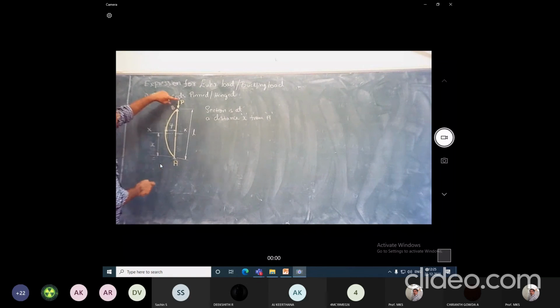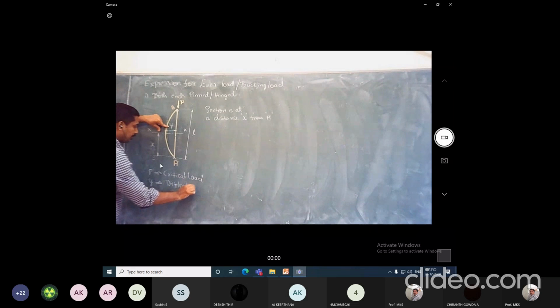Here, what we have considered is P, the critical load, and x is the distance. And y is the deflection along the section at x.